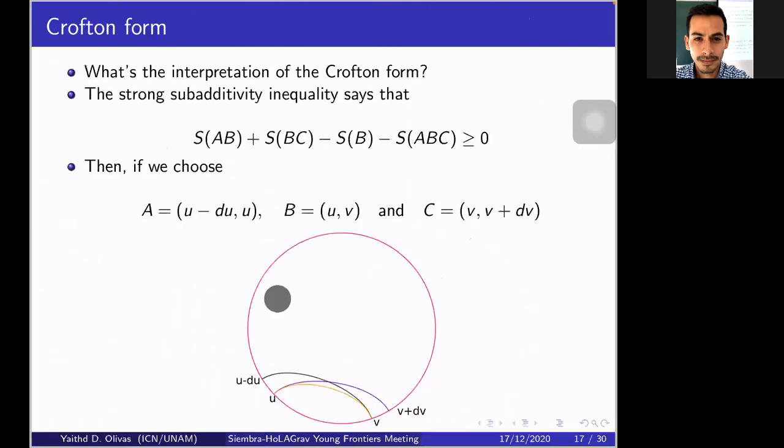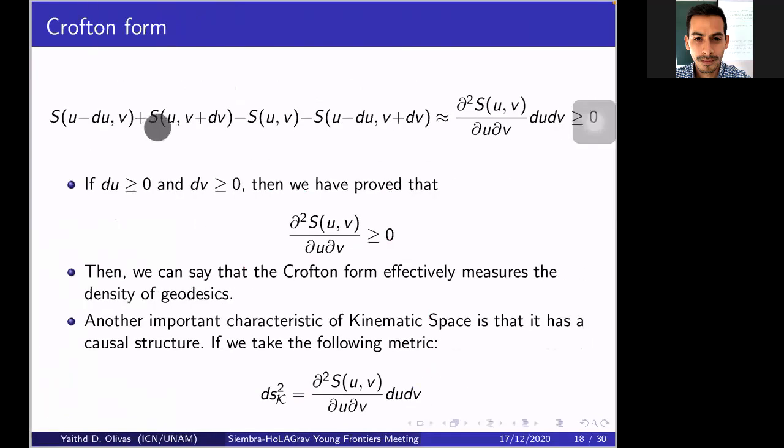So you can ask, what's the interpretation of the Crofton form? And in order to answer this question, we have to use the strong sub-additivity inequality. It is this one right here. And we can consider a set of intervals that are very close to each other, defined by this figure right here. And if we put back the intervals in the strong sub-additivity inequality, we obtain that the left-hand side is nothing more than a discrete version of the double derivative of the entanglement entropy.